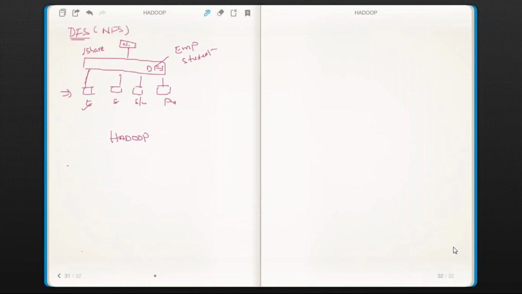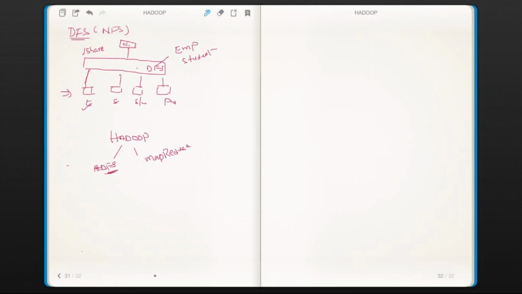Hadoop came up with two beautiful components. What are they? One is HDFS, the other one is MapReduce. So already I have a distributed file system. Then why should I have a Hadoop distributed file system?